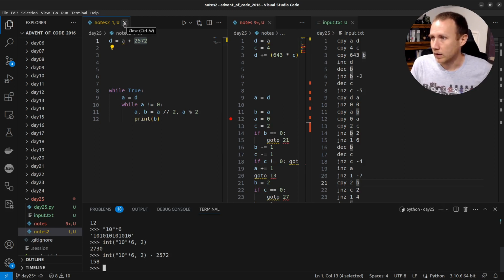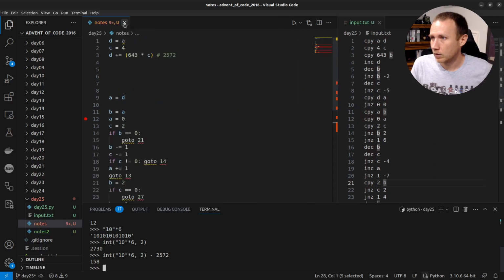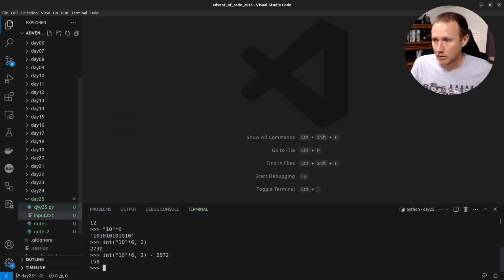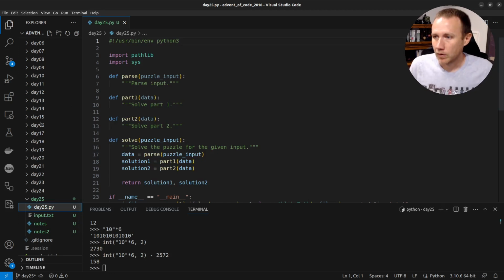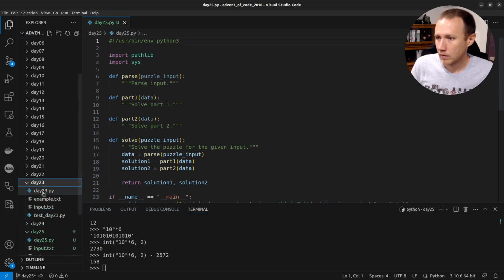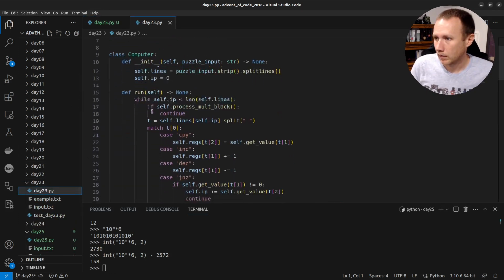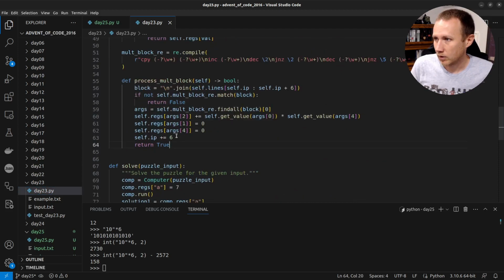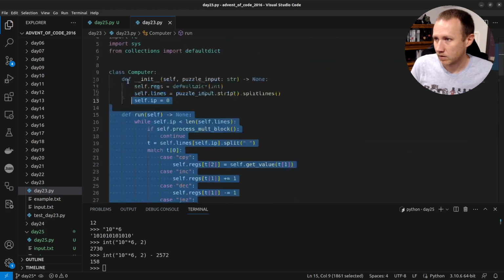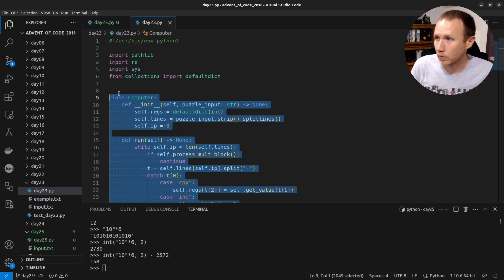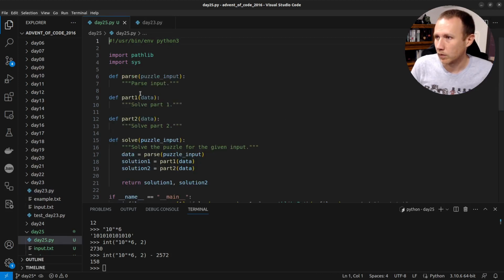So let's see. I'm going to close this, and do this the programming way. We'll grab our computer from day 23. From here, we need our class computer. I'm going to leave in some of the speed ups. We could even write some more speed ups if we wanted, but we won't. Let's leave it at this.